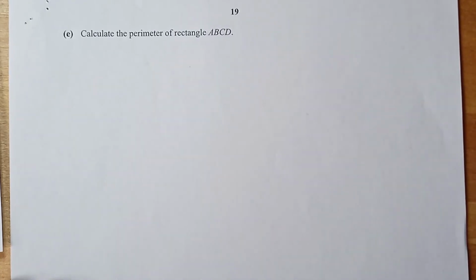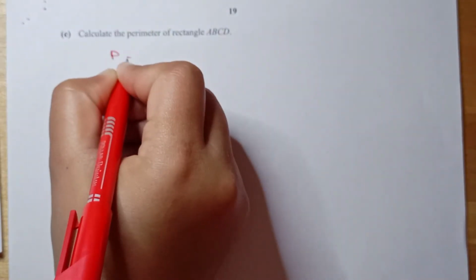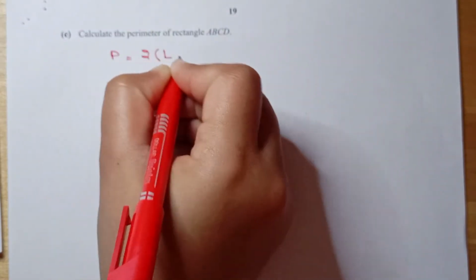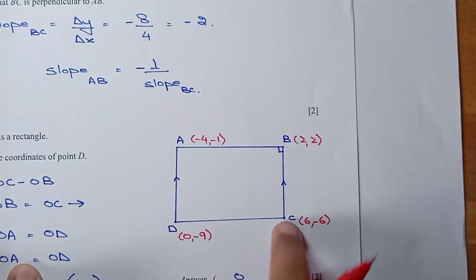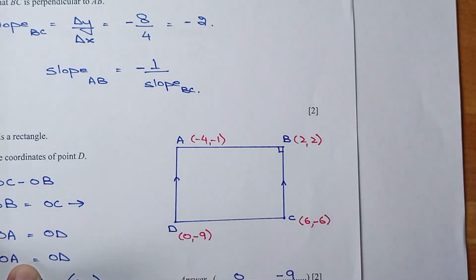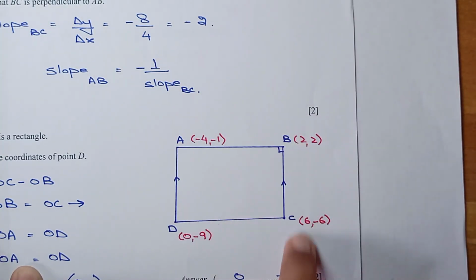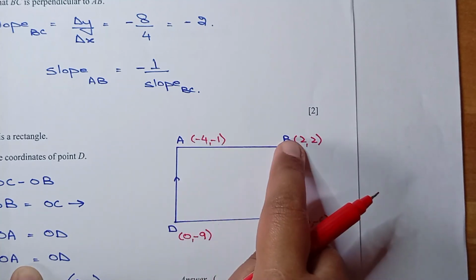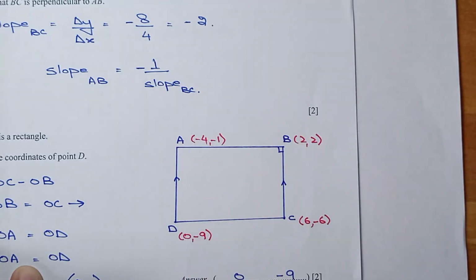Now for the E part, calculate the perimeter of rectangle ABCD. We know that the perimeter of a rectangle is 2 times length plus width. So from the D part, we know the rectangle ABCD. We already found all four coordinates. So the length is AB and the width is BC. So let me find the length AB first by using the distance formula, and the length BC.